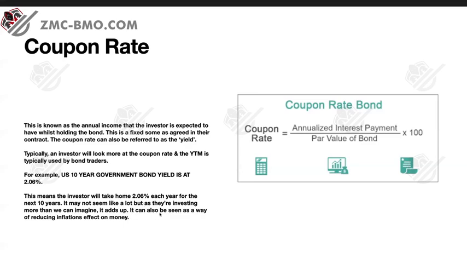It could also be seen as a way of reducing inflation effects on money. Meaning, if interest rates are at 8%, for example, and the bond is paying you out 2.06% a year, now you're only going to be down about 5.94% of your money. So there's of course positives to that. It can be used as an inflation hedge in that sense. So that's just something to note there.